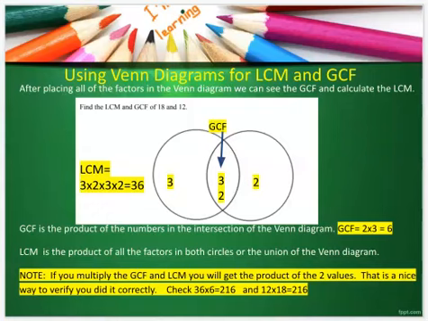Now, a nice way to check and make sure you're doing this technique correctly is if you multiply the GCF times the LCM, you will get the same answer as if you multiplied the original two numbers, 18 and 12. So if you multiply 36, since that's the LCM, times 6, because that's the GCF, you get 216. Notice you also get 216 if you multiply 12 times 18.